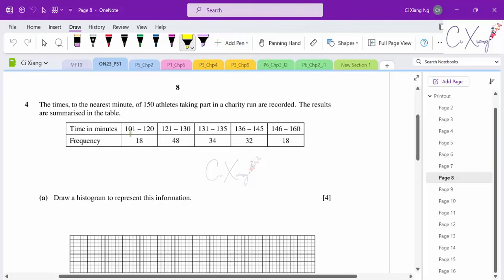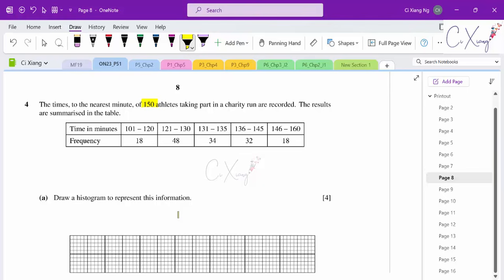We are given a table that is related to the time to the nearest minute of 150 athletes taking part in the charity run. So these are the results. We have time in minutes and also frequency in the frequency distribution table. First, they want us to draw a histogram to represent this information.